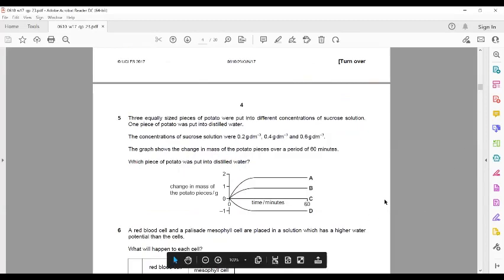Question number five. Three equally sized pieces of potato were put into different concentration of sucrose solution. One piece of potato was put into distilled water. The concentration of the sucrose solution were 0.2 gram per dm cube, 0.4 gram per dm cube, and 0.6 gram per dm cube. The graph shows the changes in the mass of the potato pieces over a period of 60 minutes. Which piece of potato was put into distilled water?